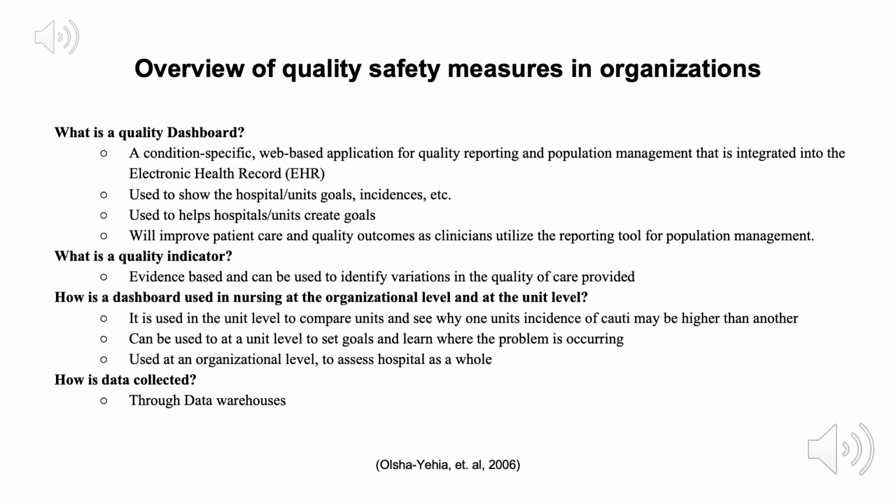What is a quality indicator? A quality indicator is evidence-based and can be used to identify variations in the quality of care provided. How is a dashboard used in nursing at the organizational level and at the unit level? At the unit level, it can be used to compare units, see why one unit's incidence of Cauti may be higher than another, and it can also be used to set goals and learn where a specific problem is occurring within the hospital. Additionally, at an organizational level, it can be used to assess the hospital as a whole and then compare one hospital to another. How is data collected? It's collected from data warehouses.